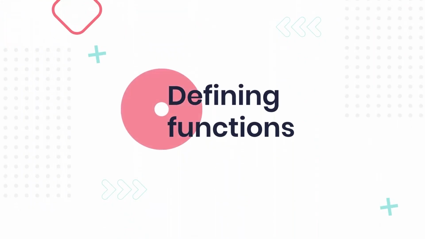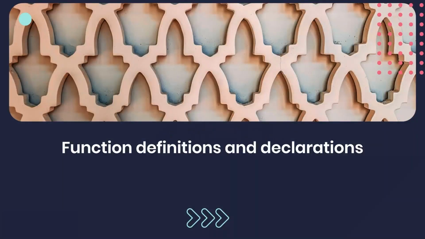Defining functions. Functions are a fundamental building block for JavaScript programs and a common feature in almost all programming languages. We're going to kick the lesson off with function definitions and declarations. A function declaration tells the compiler about the function's name, return type, and parameters, while a function definition provides the actual body of the function.